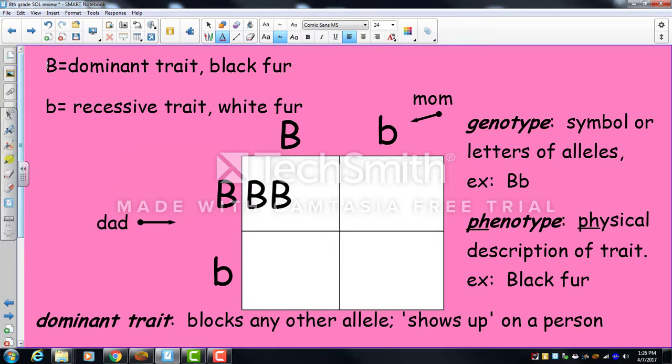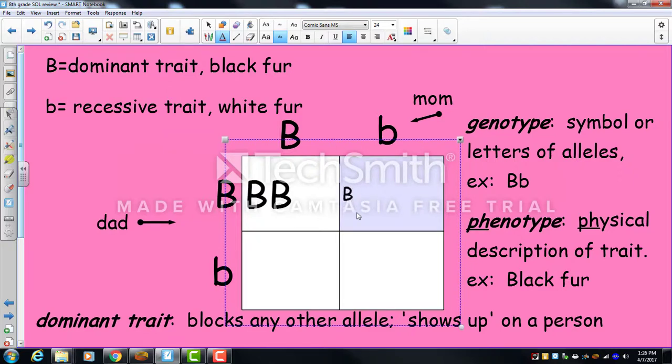And then we go up here to our chart. Capital B means what color? Black fur. So this little baby right here is going to be homozygous black fur. Homozygous, the prefix homo, once again, means the same. These two alleles are exactly the same. They are both capital letters. Big B, big B. Homozygous black fur. All right, let's go on to this one.